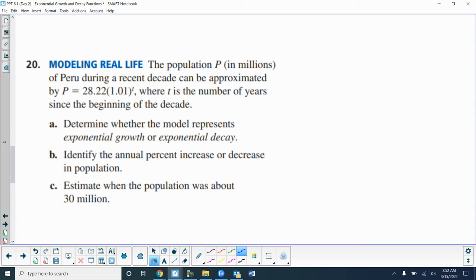All right. Number 20, the answers are, it's an exponential growth. It increases 1%, and it takes about 6.2 years to get to 30 million people.